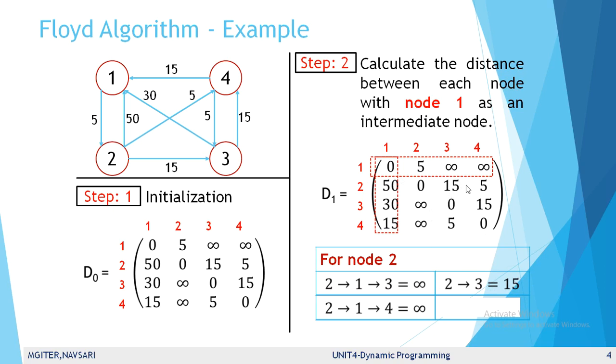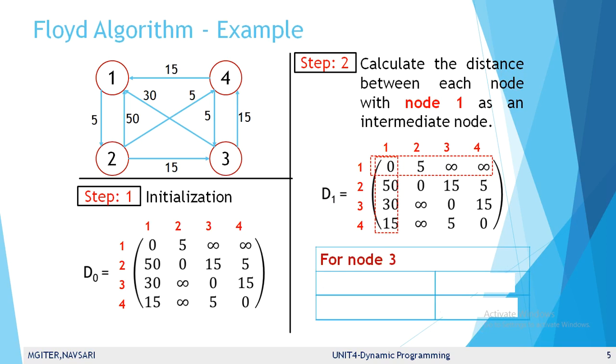And 2 to 4 via intermediate vertex 1, there is a possibility to get a shorter distance. We find 2 to 1, that is 50 here, and 1 to 4 is infinity. So it gives infinity, and the direct 2 to 4 path has the distance 5. So there is no need to change for node 2 via vertex 1.